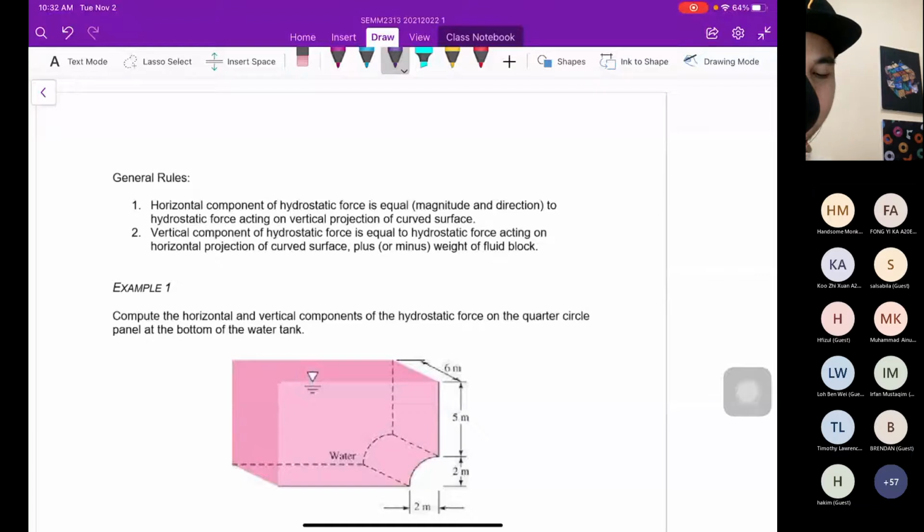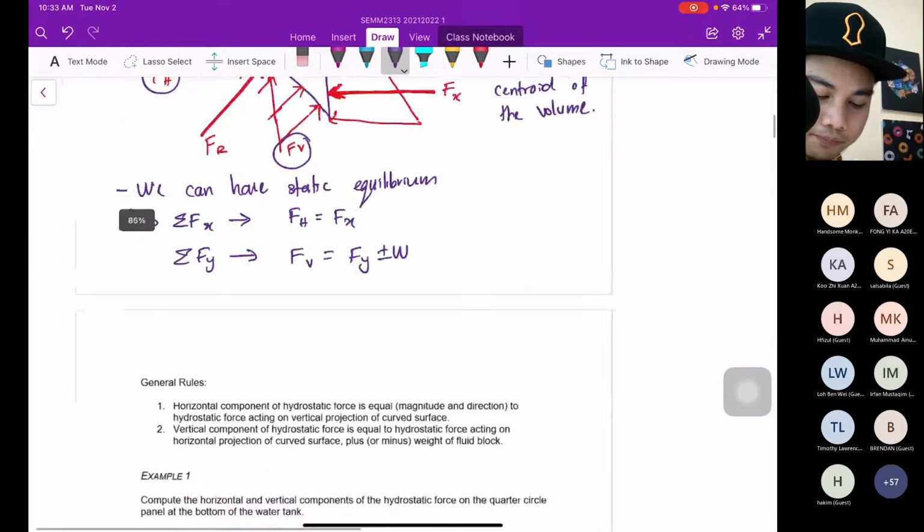Number 1, the horizontal component of hydrostatic force is equal in magnitude and direction to the hydrostatic force acting on the vertical projection of the curved surface. Number 2, the vertical component of hydrostatic force is equal to the hydrostatic force acting on the horizontal projection of the curved surface plus or minus the weight of the fluid block. Okay, I will explain this.